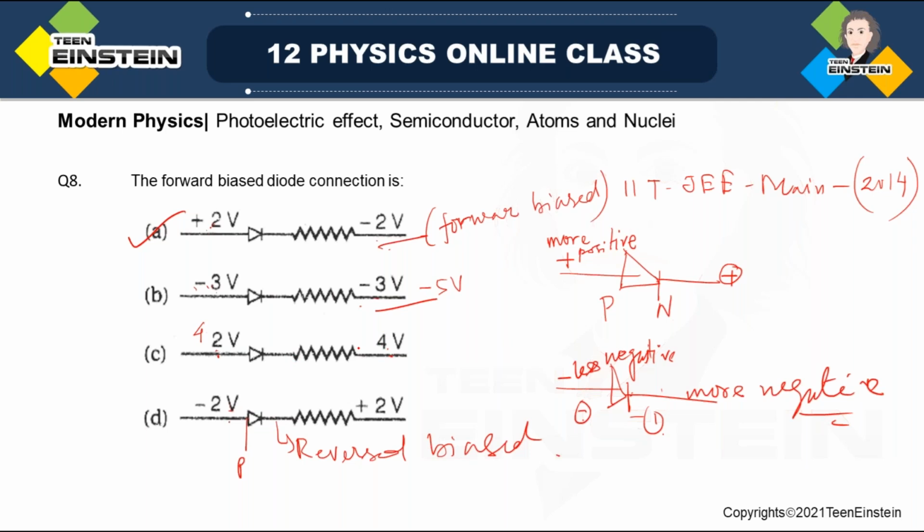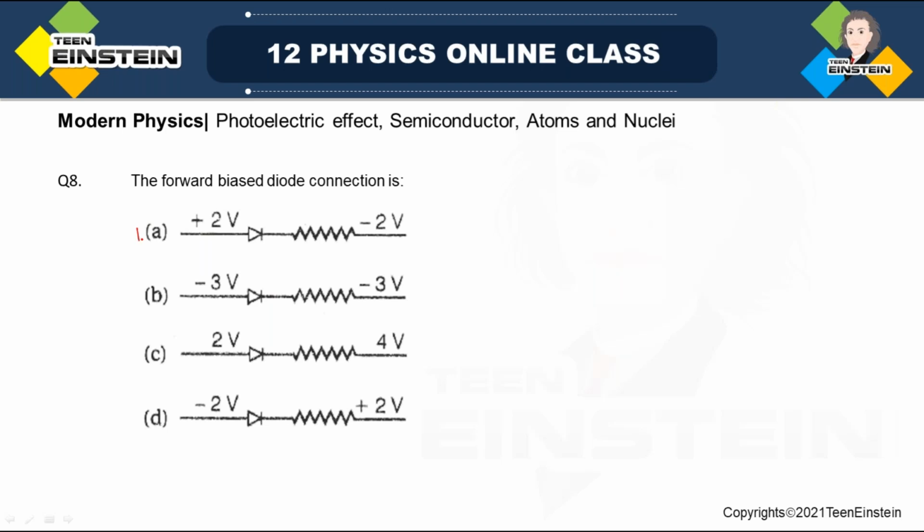In this case also, effectively this side is more positive than this, that's why it is reverse bias. And in this case both are the same, so we cannot say this is forward bias. So the only one which is a forward bias diode connection is the first one. Okay, I think we'll take one more last question.